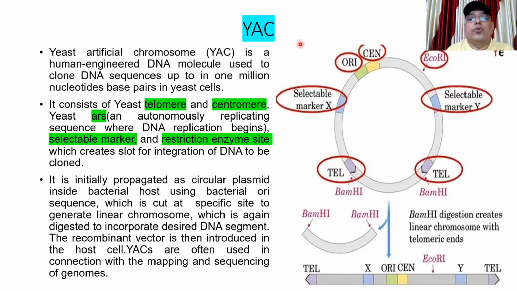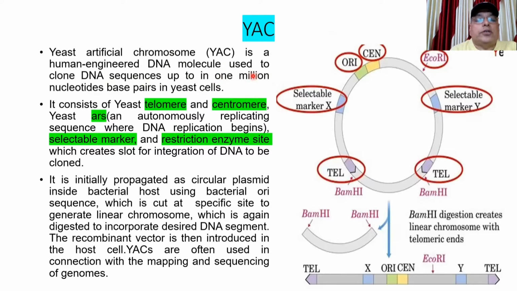Now, the yeast artificial chromosome, YAC. Sorry, the yeast artificial chromosome is a human engineered DNA molecule. Since it is artificial, it is not natural, it has been devised by human beings, which can carry up to 1 million nucleotide base pairs. So earlier we were carrying thousands of nucleotide base pairs. Now we have the capacity to carry 1 million nucleotide base pairs.